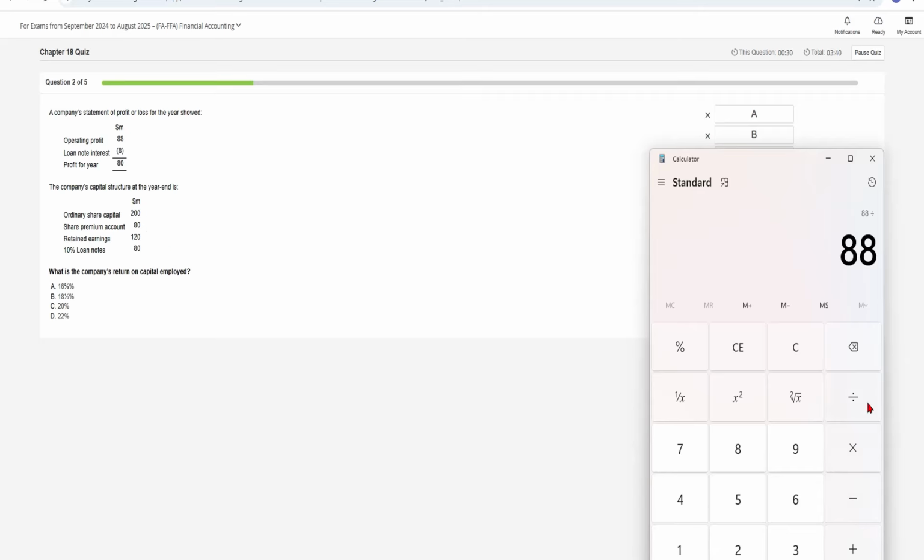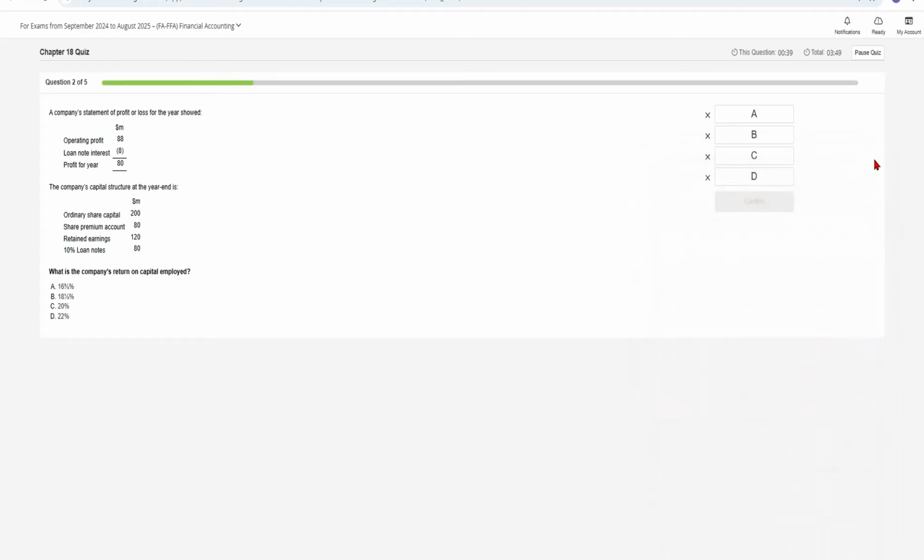So divide by 480 and multiply it by 100. This will give you the percentage, which is 18, and that is option B. All right.